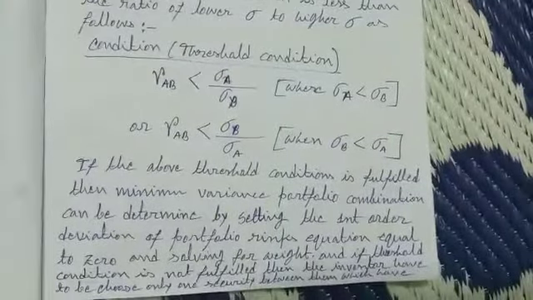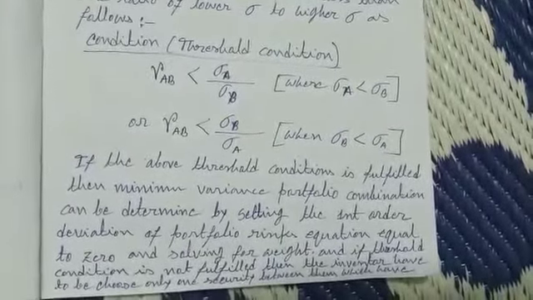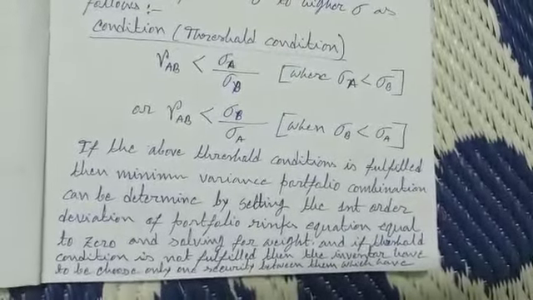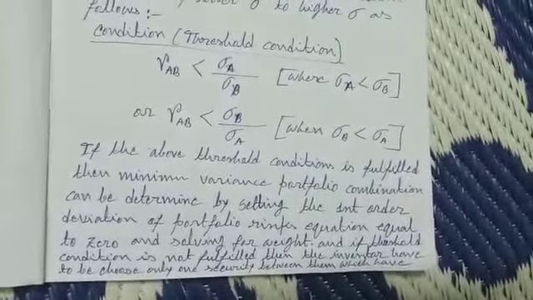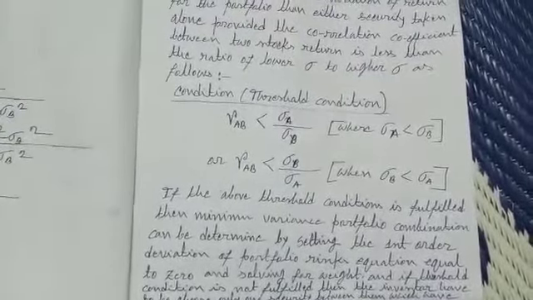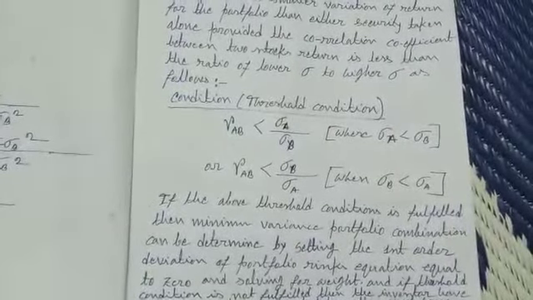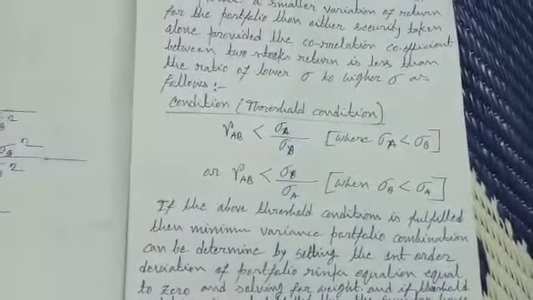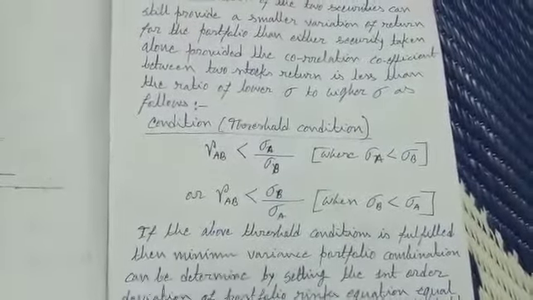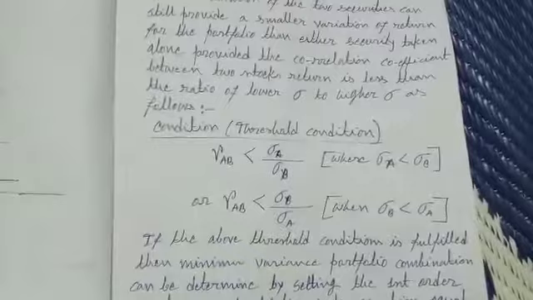But if the threshold condition is not fulfilled, then the investors have to choose only one security between them, the one which has the lowest risk, because if the threshold condition is not satisfied, there will be no diversification benefit. So by constructing a portfolio, the investors cannot minimize their risk. So here risk averse investors should always invest their money in the security having the lower risk.